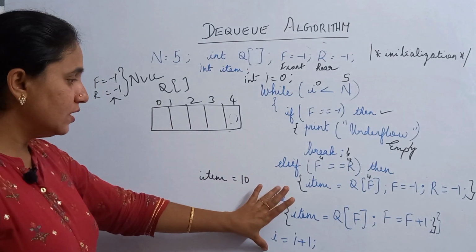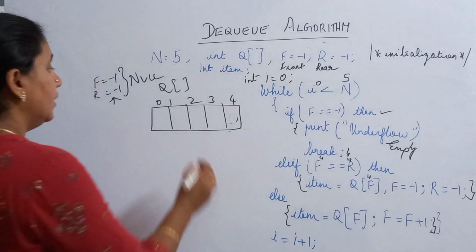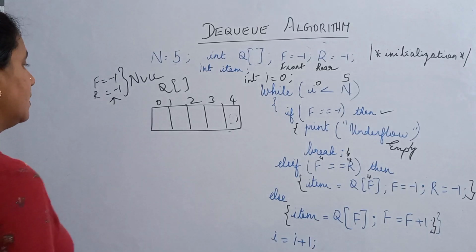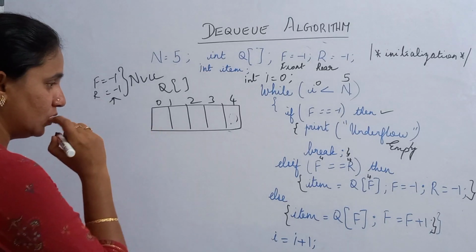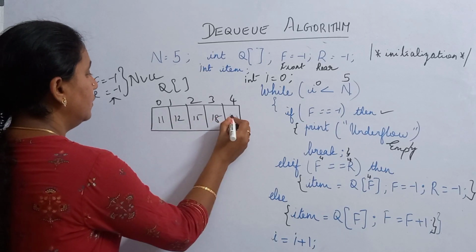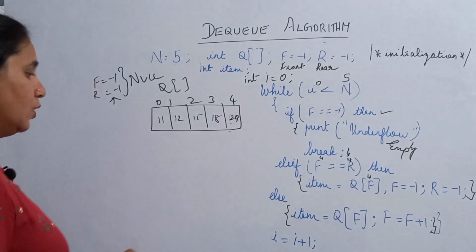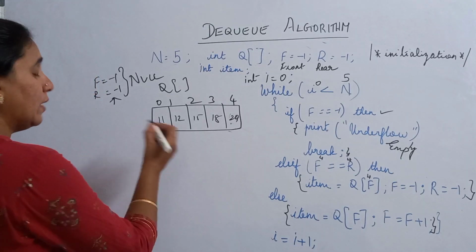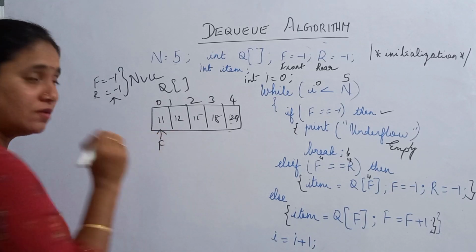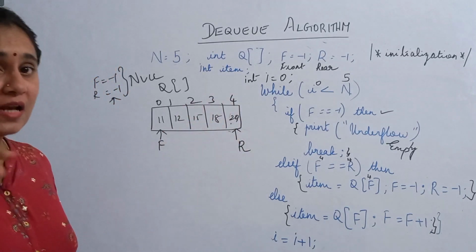So now we will see this statement. For example, if queue is having a certain number of elements, for example, 11, 12, 15, 18, 20. So these are all elements that are present in the queue. Now where will be the front pointer? The front pointer will be here, isn't it? This is the first element. This is your R. R is your last element.